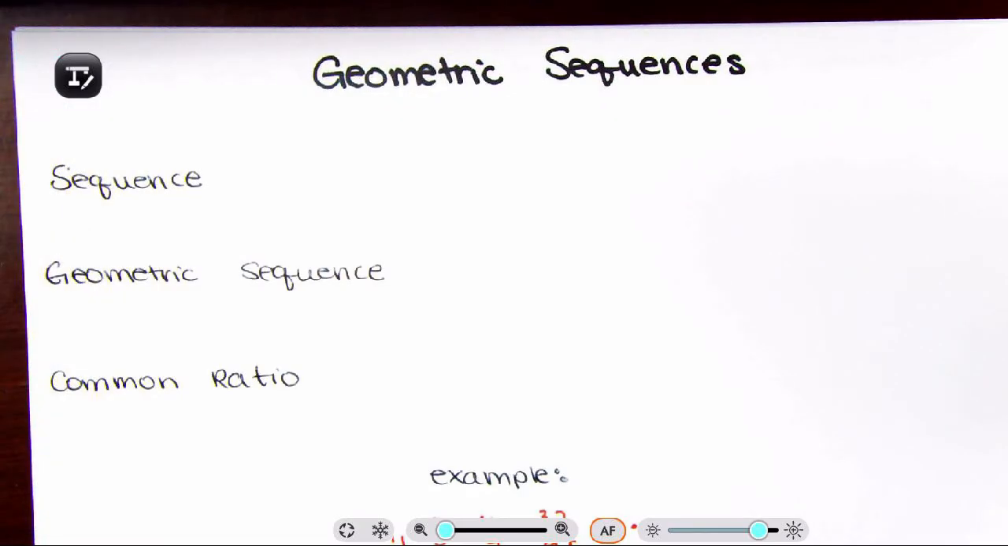Beautiful people, and welcome. In this video, we are talking about geometric sequences. Now, if you haven't watched the arithmetic one, we did that first. Now we're jumping into geometric sequences, so let's go ahead and jump into it.